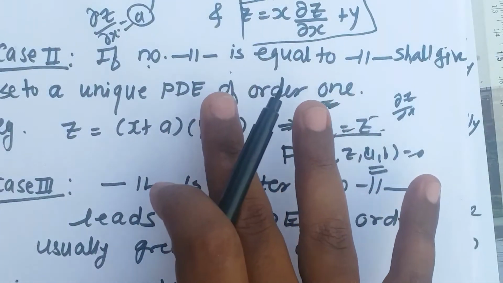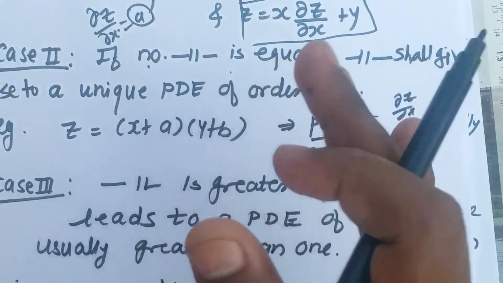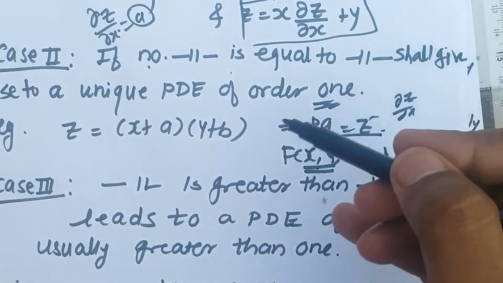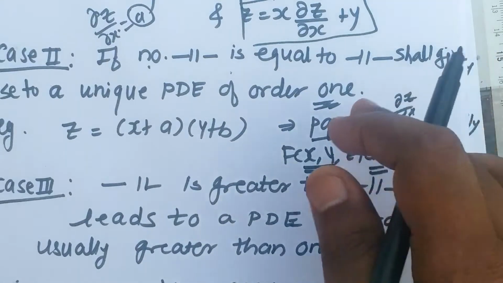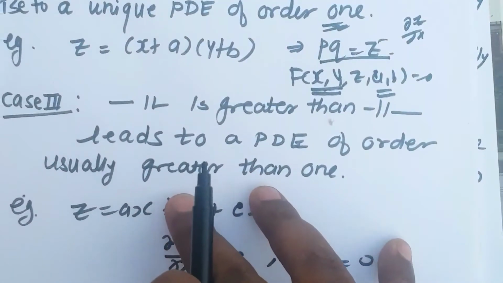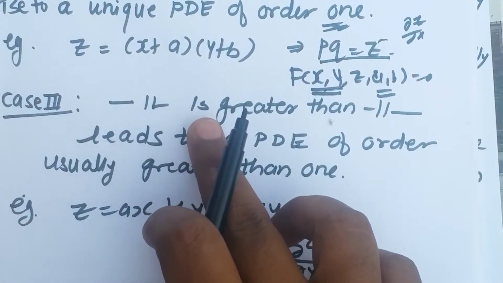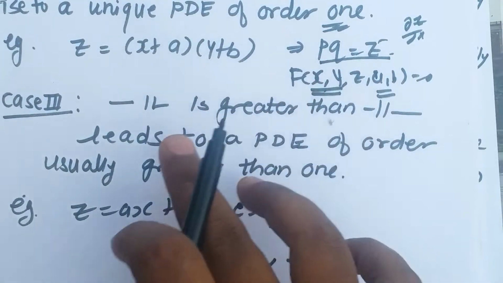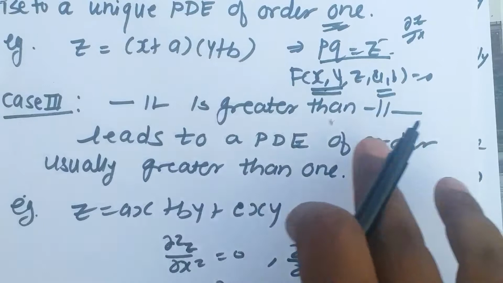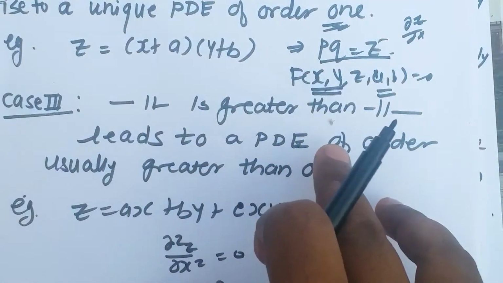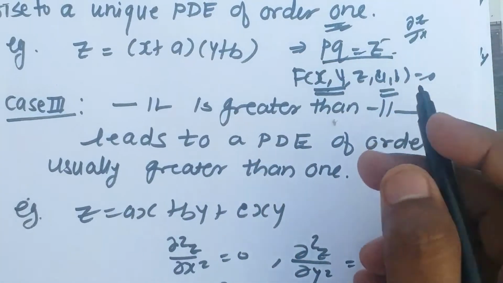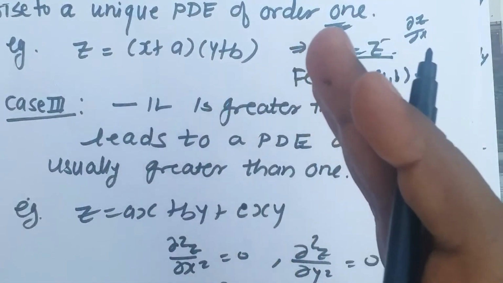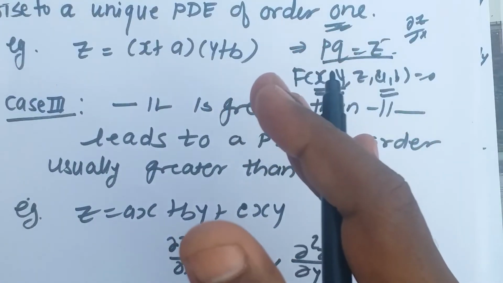So the meaning of this case is that we'll get only one partial differential equation of order 1, but in some problems it may be order 2 also. That problem also I am going to take. Now case 3, this is the different case. In this case, if the number of arbitrary constants is greater than the number of independent variables, it will lead to a partial differential equation usually greater than order 1. Means we'll get the partial differential equation of order more than 1 whenever the number of arbitrary constants is more than the number of independent variables.